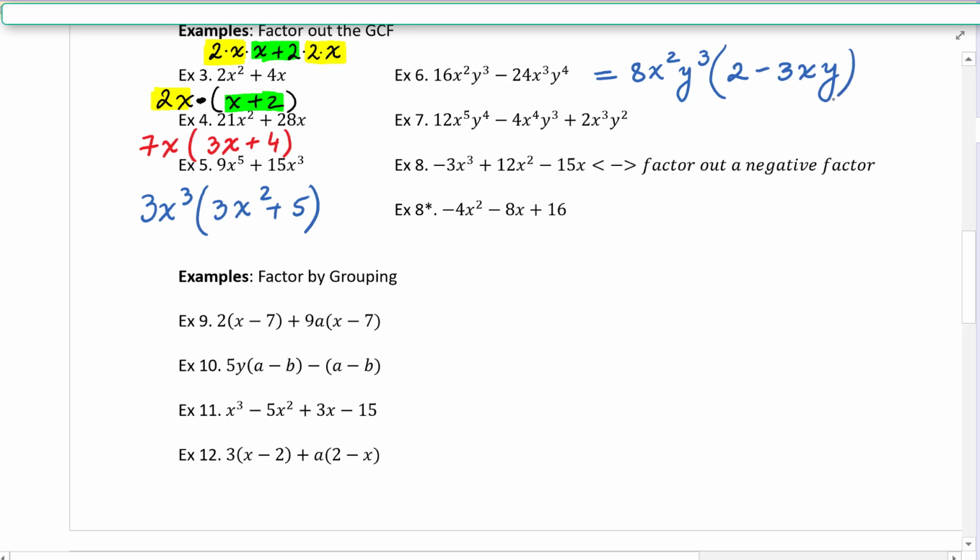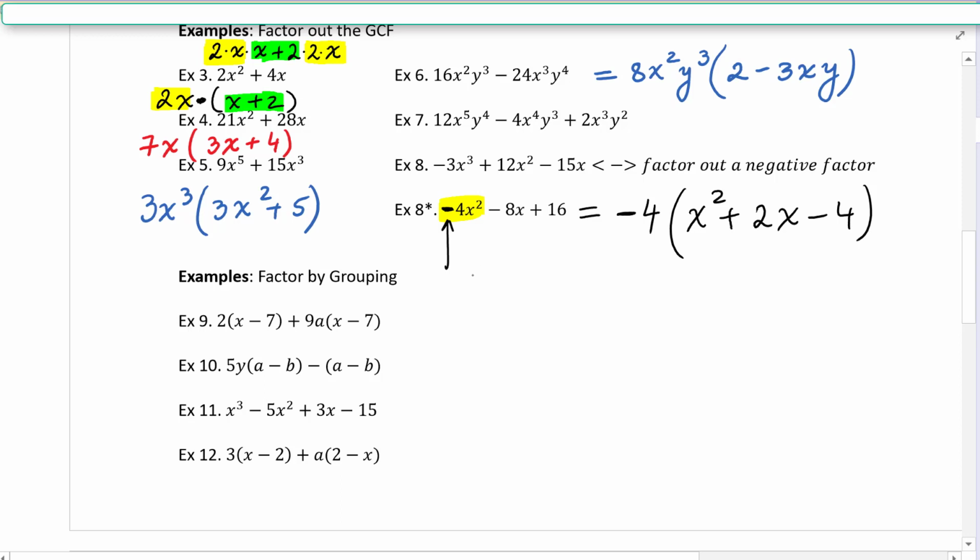And let's solve 8 star. 8 star looks like 8, and be very careful. If the leading term starts with a negative, we have to factor out the negative. So basically, between 4, 8, and 16, a common factor is 4, but because the leading coefficient is -4, we factor out -4. So then when we factor -4 out, we get x to the 2nd plus 2x minus 4, right? Because if we factor out this negative, the other signs change, right?